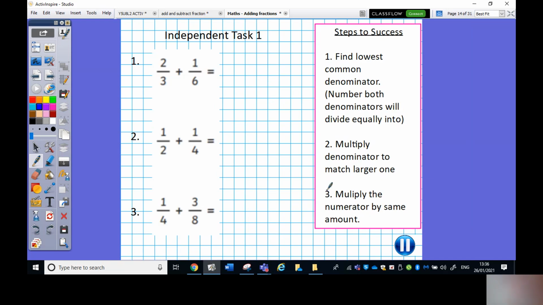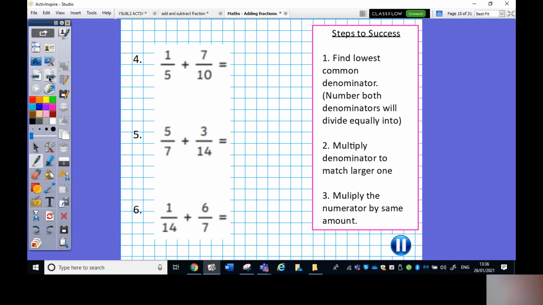Okay, what I would like you to do now is to complete the independent task. You have 6 questions, so pause when you're ready and then unpause to continue. Here are the first 3 questions. And now the next 3. Unpause to go through the answers.